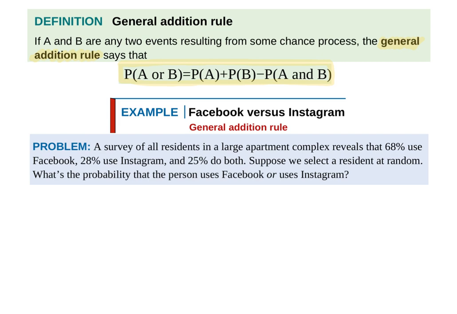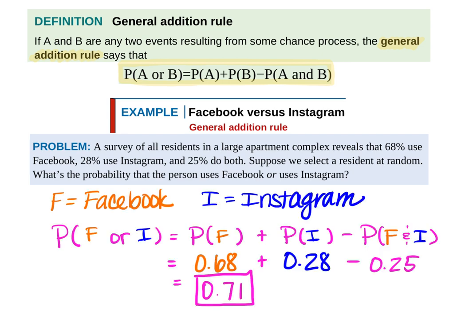Let's take a look at an example that is not dice related. Facebook versus Instagram. I know you know what those are. So a survey of all residents in a large apartment complex reveals that 68% use Facebook, 28% use Instagram, and 25% use both. Suppose we select a resident at random. What's the probability that the person uses Facebook or Instagram? So let's say that we call F Facebook and I Instagram. Now I want the probability of Facebook or Instagram.